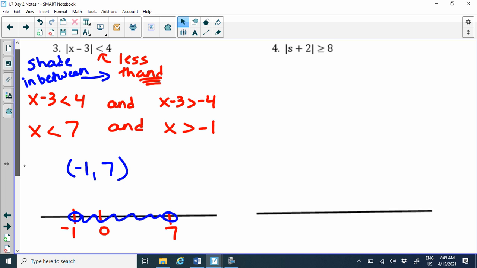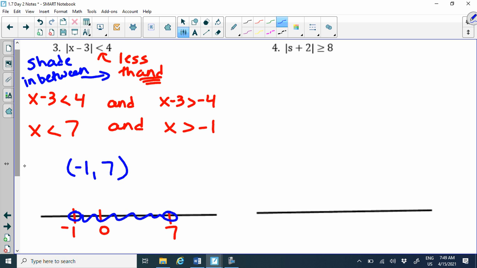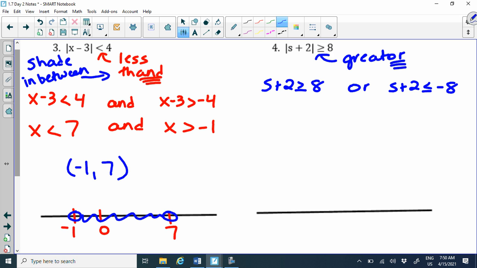Okay, let's see what you got here. So we're going to do the same thing. So we have absolute value of s plus 2 is greater than or equal to 8. So notice this is a greater than. So this is an or problem. So we're going to shade opposite directions. So I have s plus 2 greater than or equal to 8, or s plus 2 less than or equal to -8. So on both of them, I subtract 2 to get my variable all by itself, okay? So I get s is greater than or equal to 6, or s is less than or equal to -10.